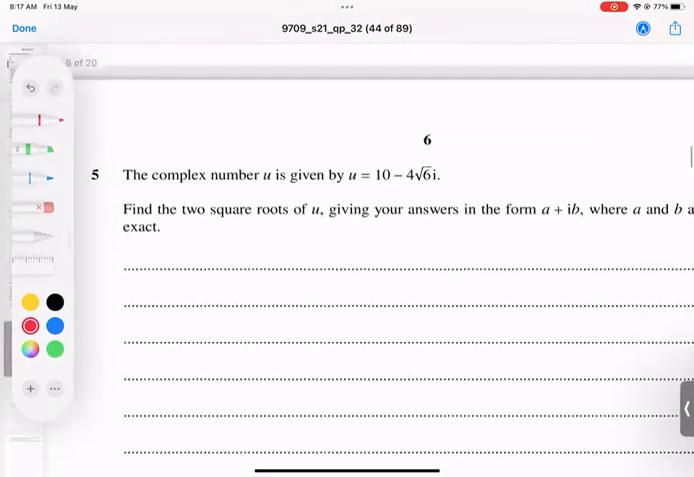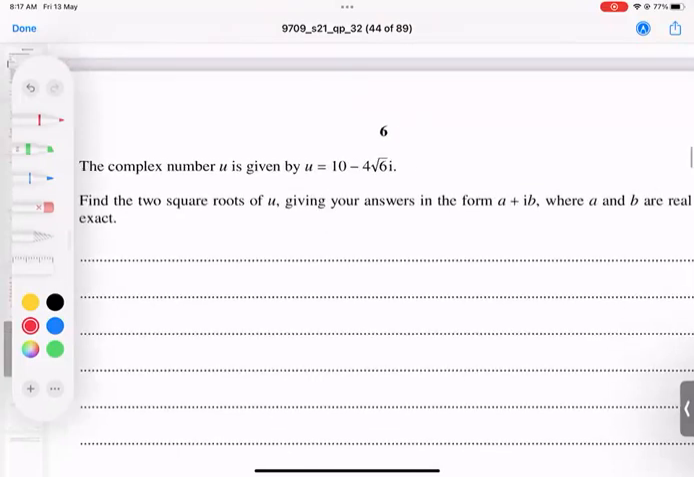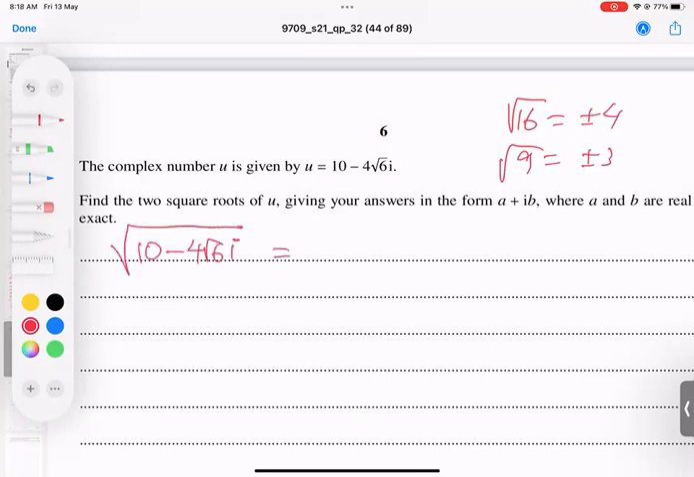So let's talk about this question. Number 5, a complex number is given here, and we have to give the 2 square roots. Whenever the root of 16 comes, we get plus and minus 4. Root of 9 comes, so plus and minus 3. So when the root of this comes, I don't know. So when I don't know, what is the root of this? We write plus and minus a plus iota b.